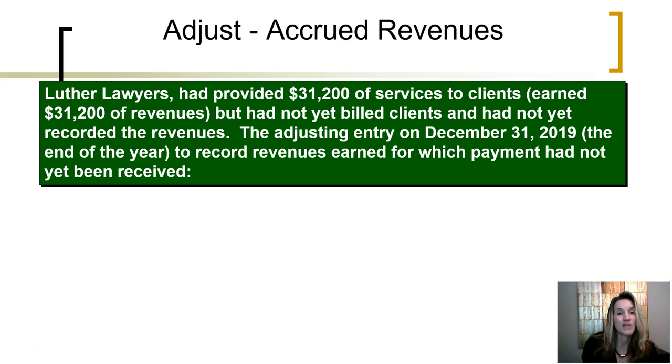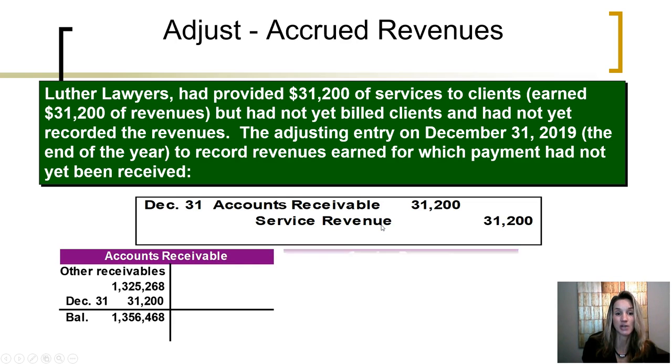An example of an accrued revenue, or revenue that has been earned but not yet recorded, is from Luther Lawyers. This law firm had provided $31,200 of services to clients. Thus, if they provided the services, they have earned the revenues. But those revenues had not been recorded because they had not yet billed the clients. So on December 31st of 2019, an adjusting entry would need to be made to record revenues earned for which payment has not yet been received.